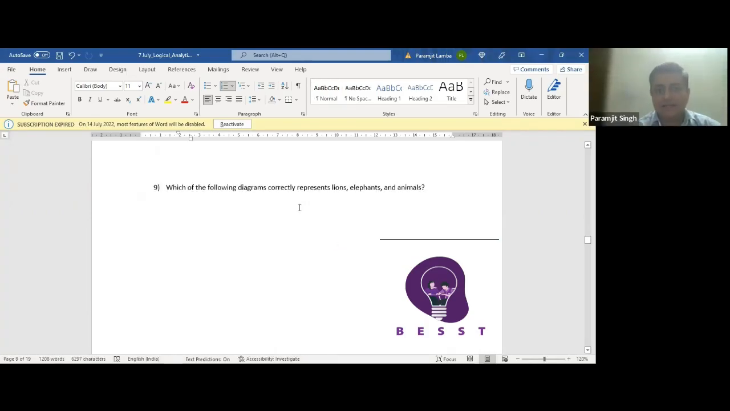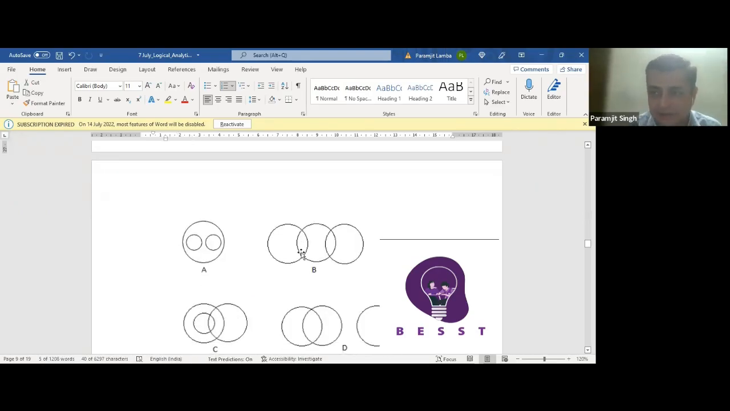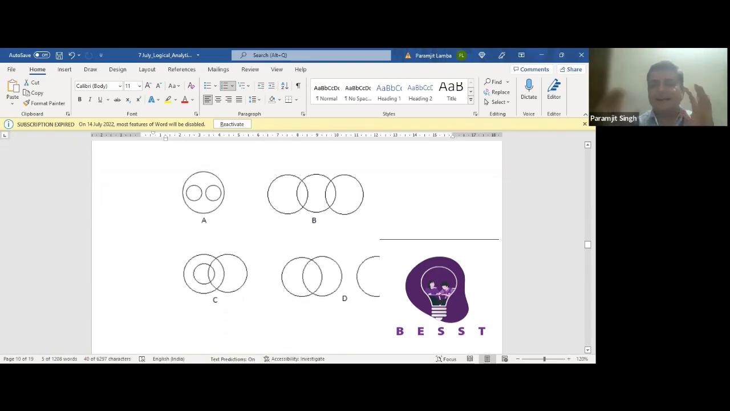Which of the following diagrams correctly represents lions, elephants, and animals? This kind of problem is called a Venn diagram problem. Not WHEN, Venn. No, not that Venn. It is VENN, Venn diagram.